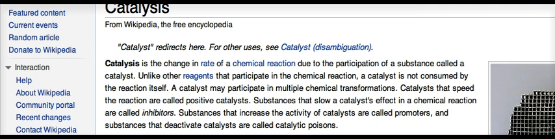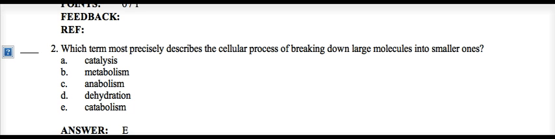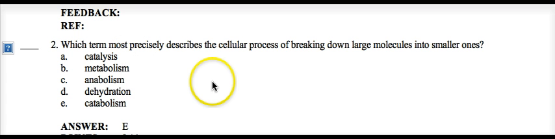So let's look at the question again. Which term most precisely describes the cellular process of breaking down large molecules into smaller ones? Well, the answer is going to be E then, okay? So metabolism includes both anabolism and catabolism, and catalysis is different. It has to do with enzymatic reactions.